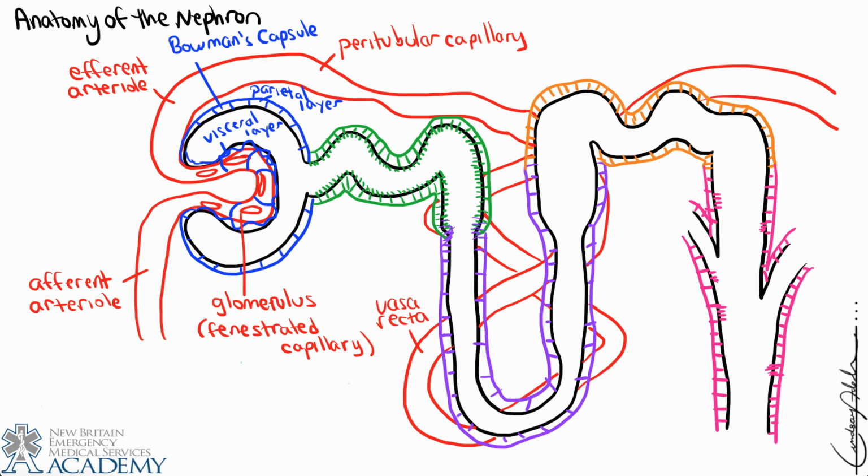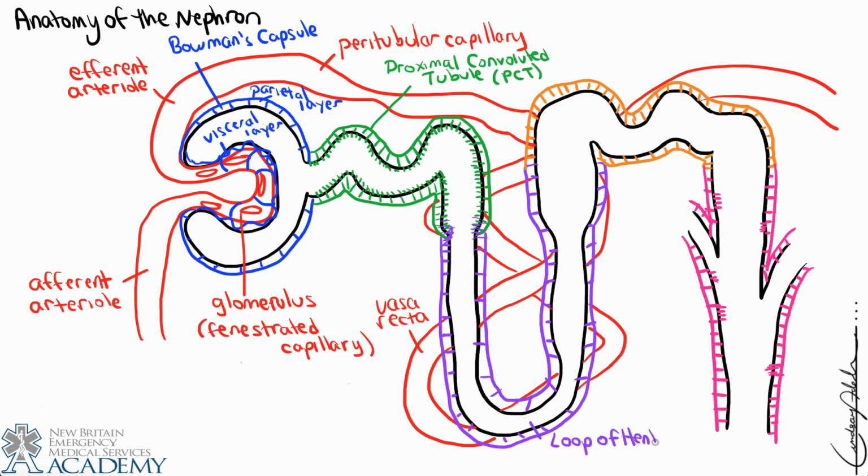So the first component is the proximal convoluted tubule. So proximal meaning closest to Bowman's capsule and closest to the glomerulus, and convoluted because it's all twisted and there are lots of turns, almost like a crazy water slide, I guess. And then tubule because it's part of the renal tubules. That will feed into the loop of Henle.